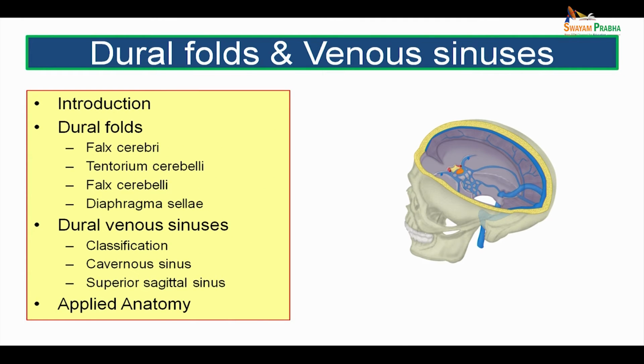We will be dealing with the dural folds and the venous sinuses under these headings: Introduction, dural folds. We will be studying all four of them, that is the Falx cerebri, Tentorium cerebelli, Falx cerebelli and Diaphragma Sellae. Then we will go on to the dural venous sinuses, where we do the classification. We go into details of the cavernous sinus and the superior sagittal sinus and all the other sinuses as well. And finally, we will go on to the applied anatomy.